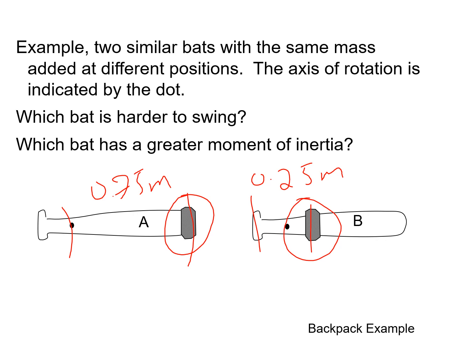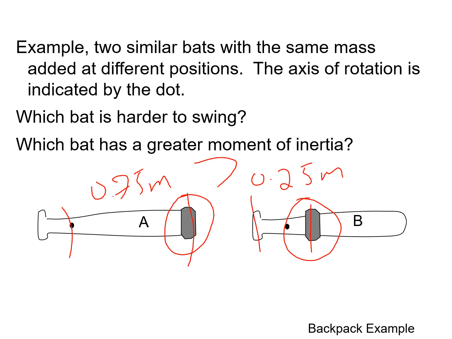So you can use whatever numbers you want here, but we know that A is greater than B. So A is going to be harder to swing. It's going to require a greater moment of force to begin that swing, to overcome that bat's moment of inertia. We'd also say it requires greater torque.